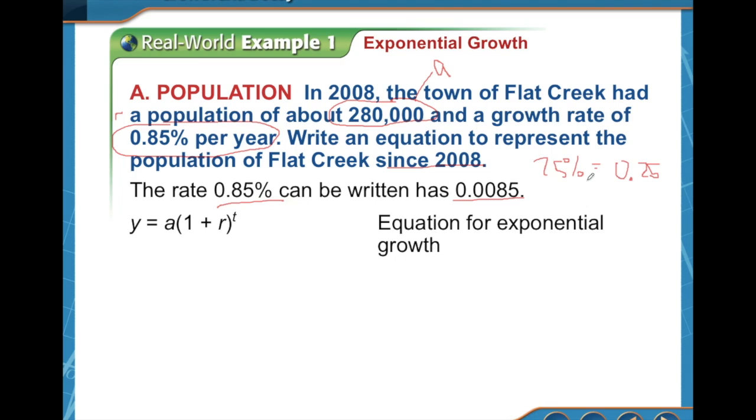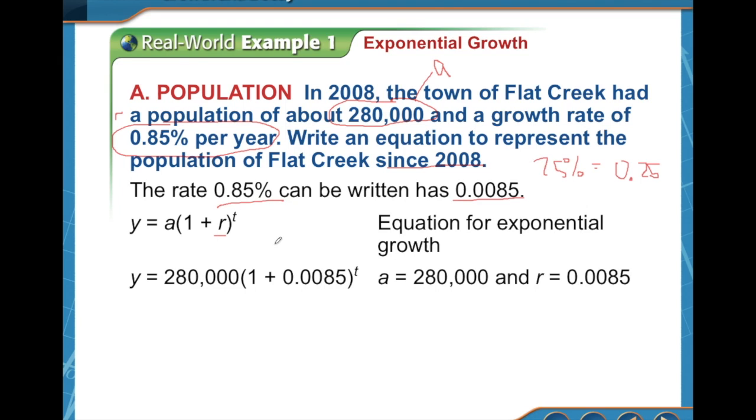Okay, so with that piece aside, for this one, our decimal for our rate is 0.0085. That's going to go here in our equation. We also know our initial amount, A, is this number of people, 280,000. And the time since 2008 we have to put in as well. So there we go. With one step, just plug in what we were given.